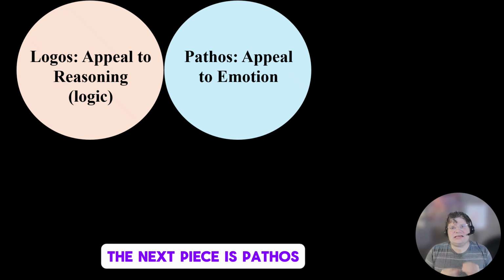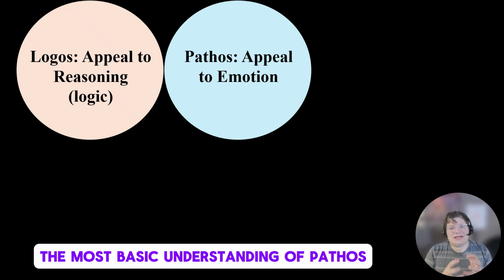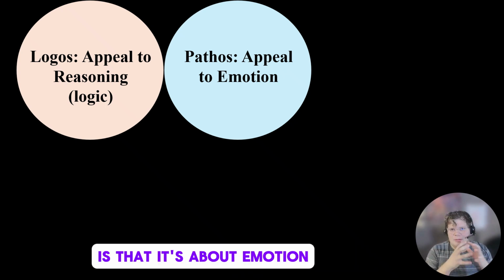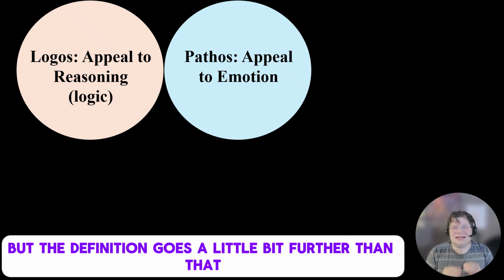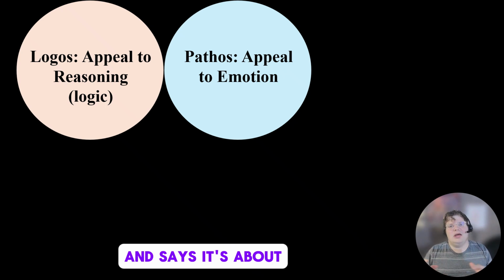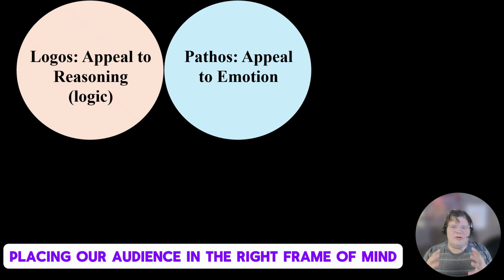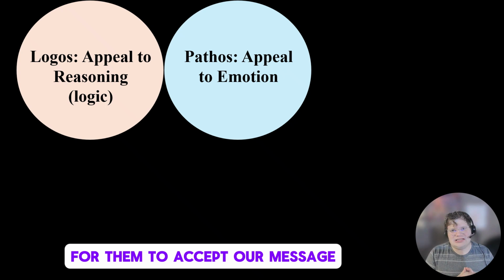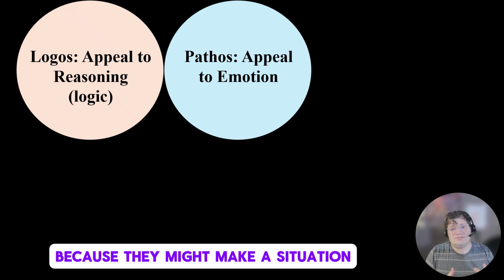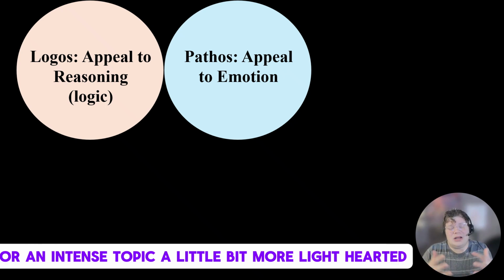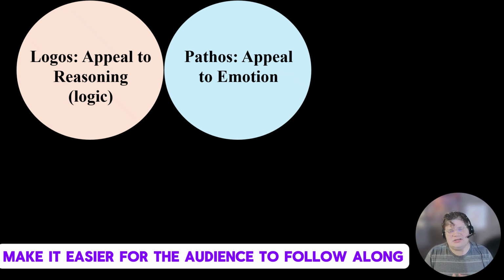The next piece is pathos. The most basic understanding of pathos is that it's about emotion, that we are appealing to our audience's emotion. But the definition goes a little bit further than that and says it's about placing our audience in the right frame of mind for them to accept our message or to act upon our message. So things like humor can be pathos because they might make a situation or an intense topic a little bit more lighthearted and thus make it easier for the audience to follow along.